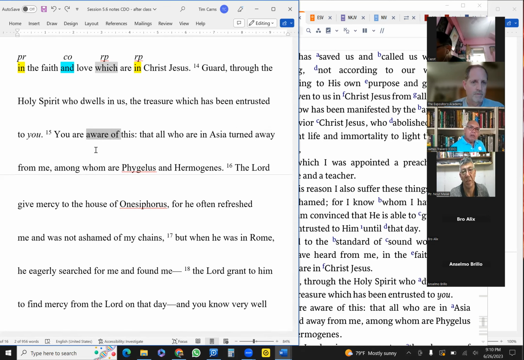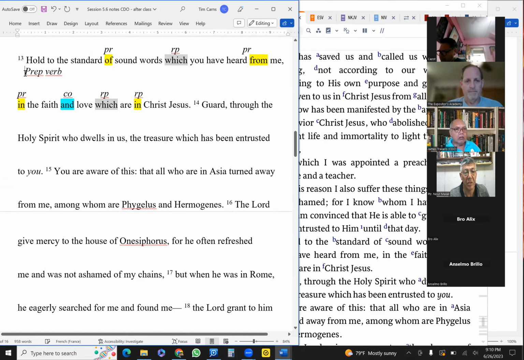All right. So I'll just put underneath prepositional prep verb. Okay. And I won't highlight it because that's for the infinitives. Okay, let's keep going.